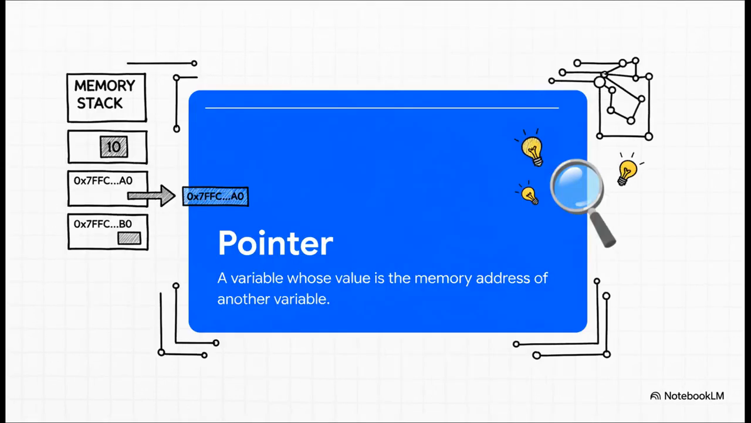You know how a normal integer variable holds a number, like 42? Well, a pointer to an integer doesn't hold 42. It holds the address of where the number 42 is being stored. It's a variable that points to another variable.